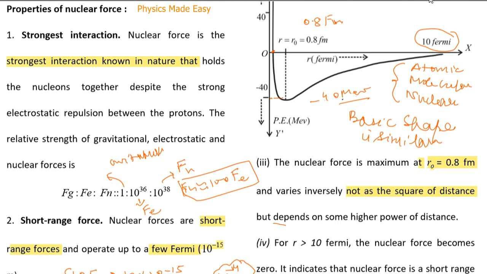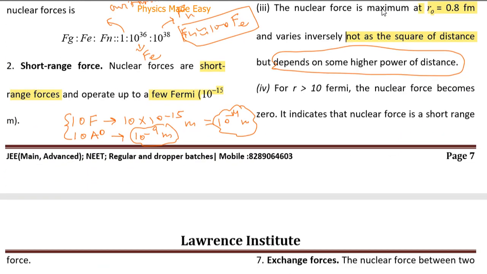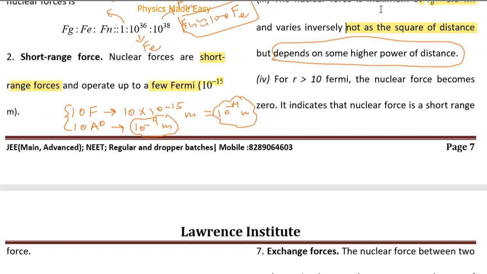Depends upon some higher powers, R raised to power 4, R raised to power 8. And then nuclear forces, they do have spin dependence. For R greater than 10 fermi, nuclear forces become almost 0.